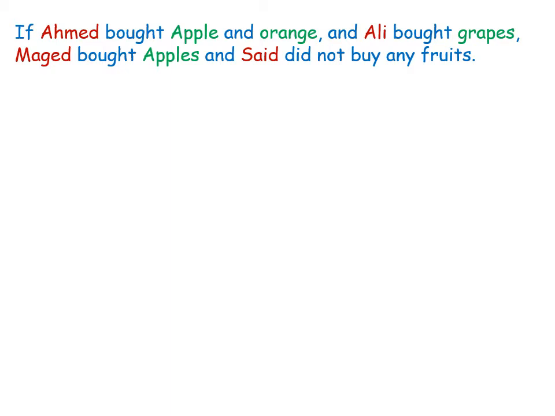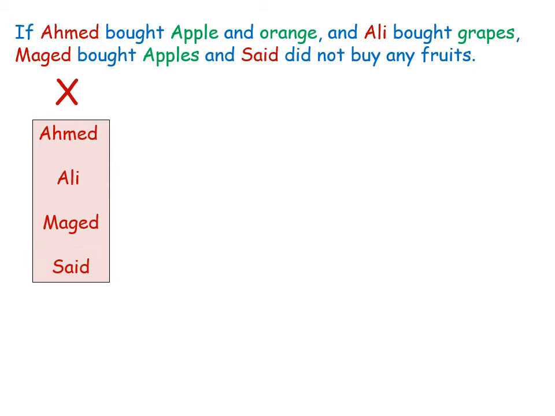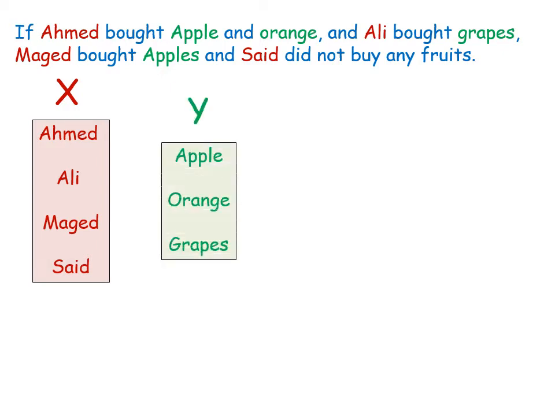So the situation now is that Ahmed bought apples and orange, Ali bought grapes, Majid bought apples, and Said didn't buy any fruits. Okay, how can I represent this relation graphically? If I have the first set X, which contained Ahmed, Ali, Majid, and Said, and the second set which contained the 3 kinds of fruits, apple, orange, and grapes, like 2 sets in the Cartesian product of 2 sets.